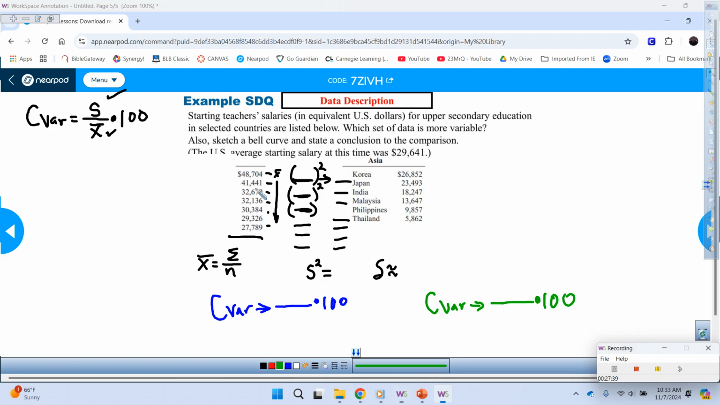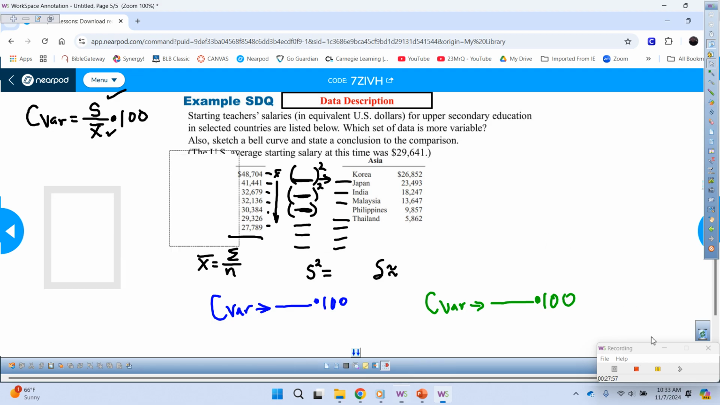So at the bottom, I wrote in blue for the first set of data, CVar equals blank times 100. When you get there, the second set of data for Asia, I wrote that in green. So I'll leave it there for right now, and then we'll talk about it once you are done. I'll give you some more time.